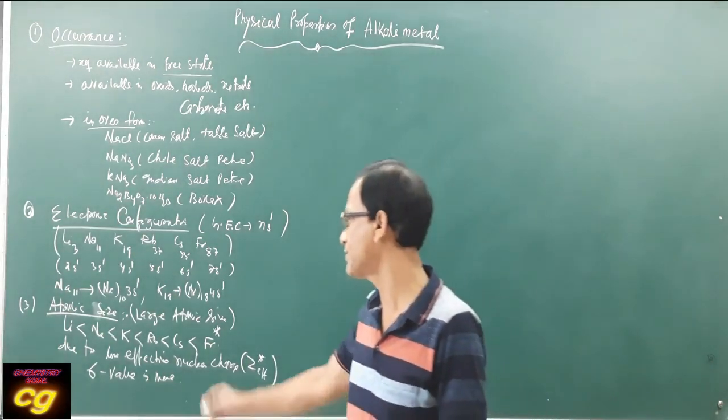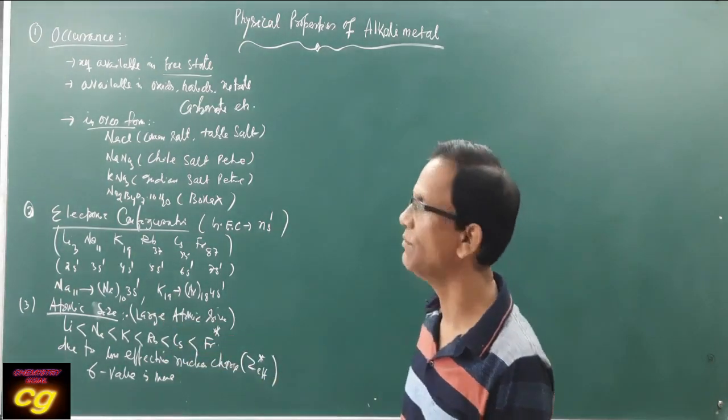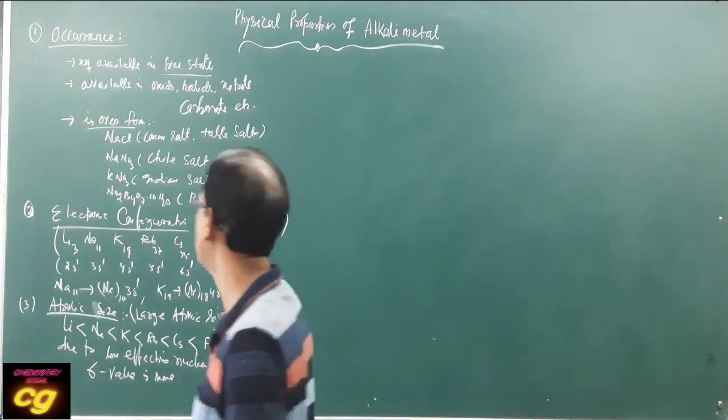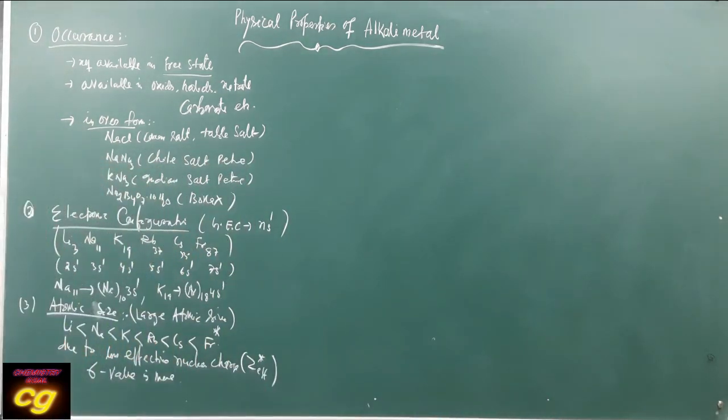And among these alkali metals, lithium is the smallest. Then ionization energy.